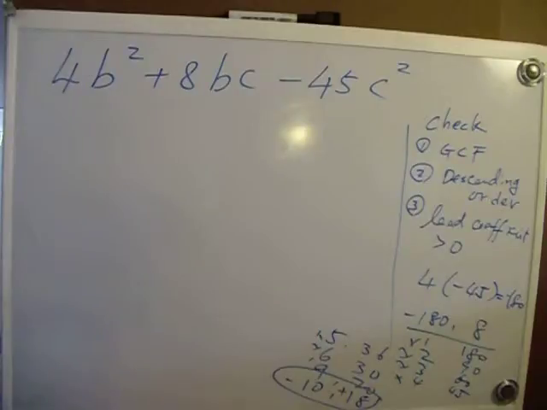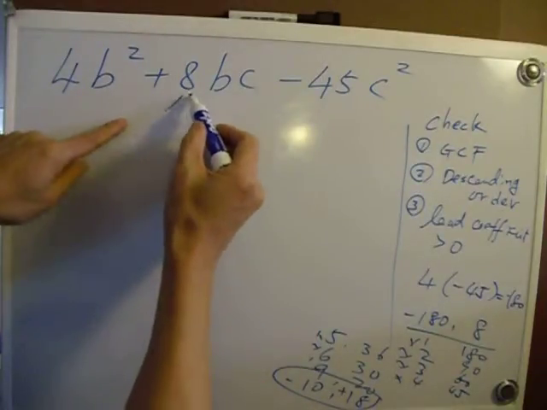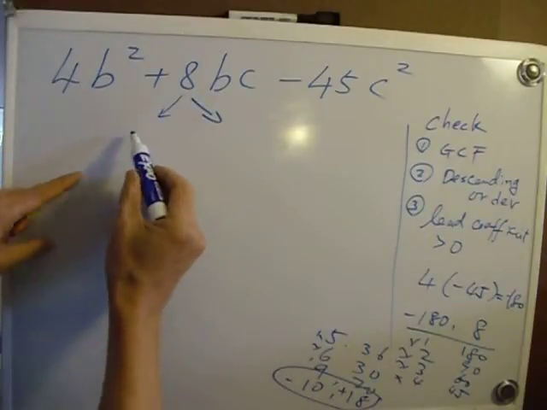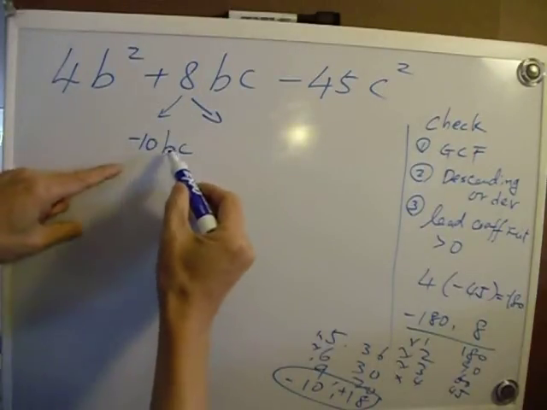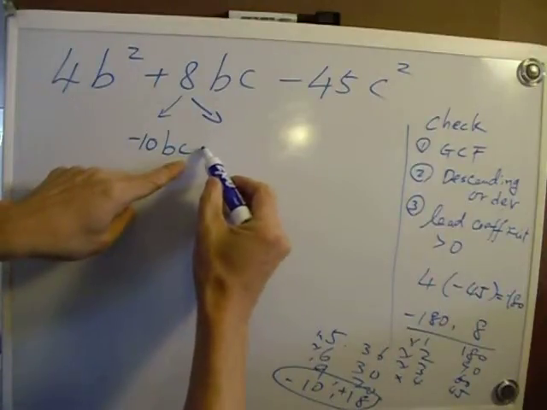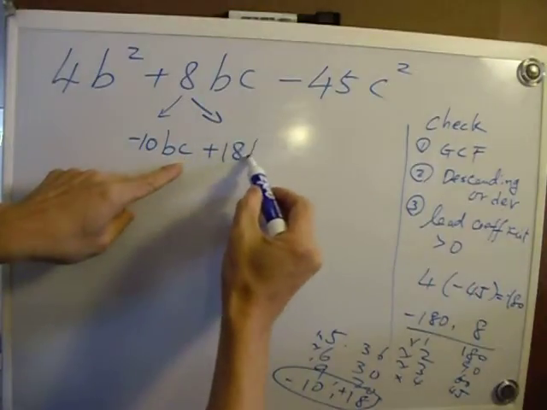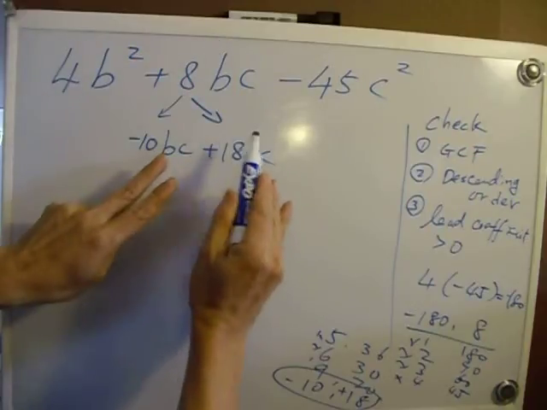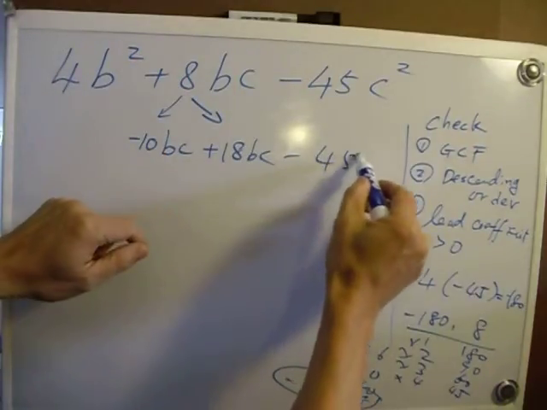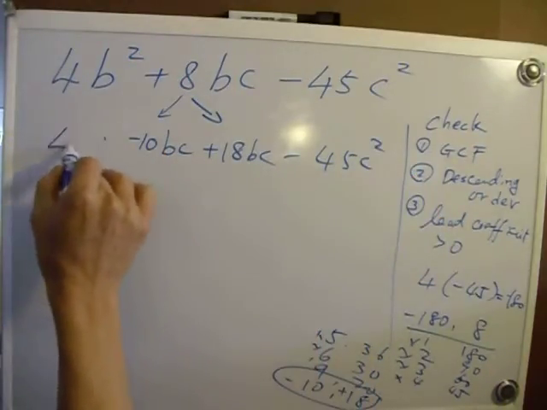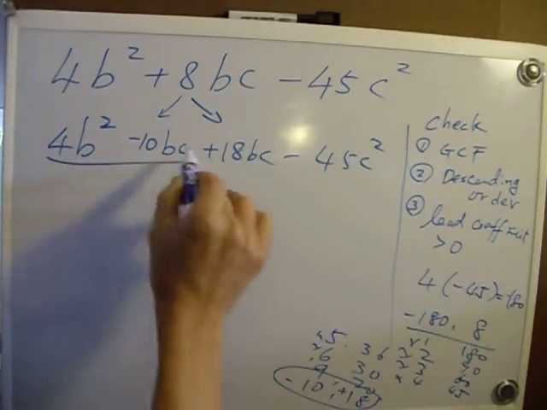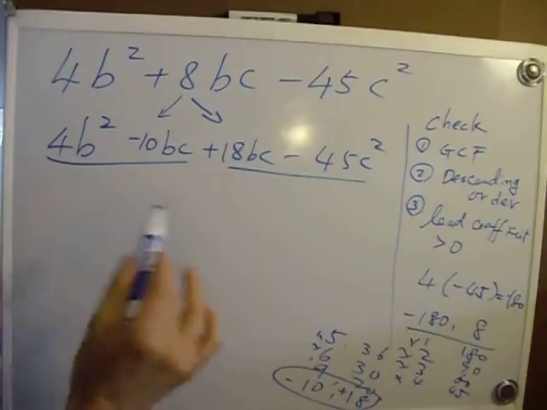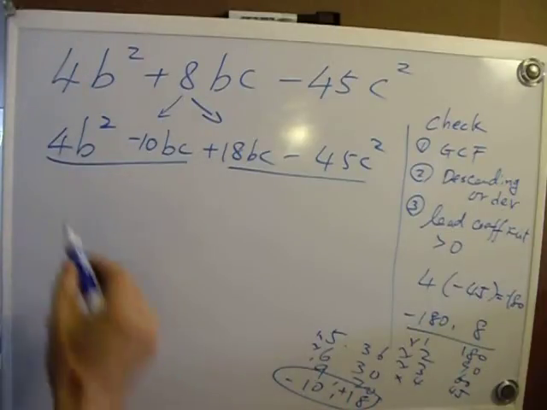So next step, you break the middle term into 2 terms: negative 10BC. Write it out very, very carefully, including the variable here. Plus 18BC. These are breaking into this. And the last term and first term, just copy those. And then we become a 4-term grouping. It's guaranteed to work because this already says so.